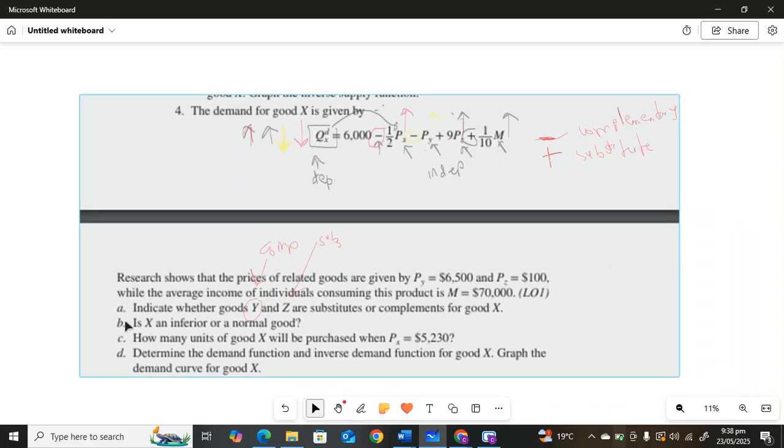Then part B: is X an inferior or a normal good? So, what is an inferior good? What is a normal good?